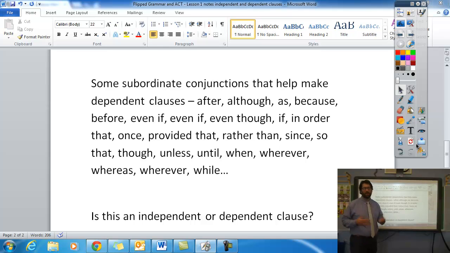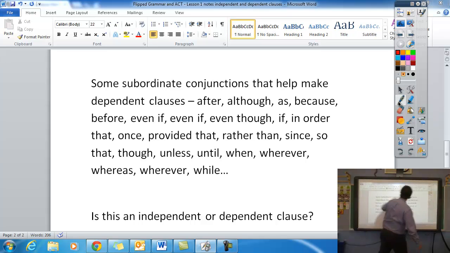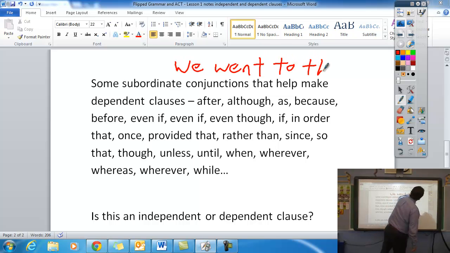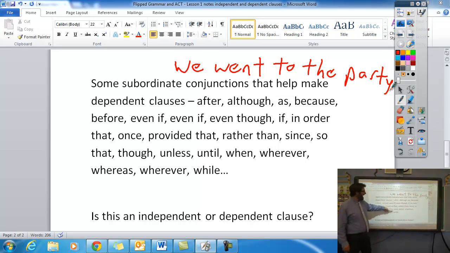We went to the party. That's my independent clause. We went to the party, right? And now, if I add any of these subordinating conjunctions, now we've got a dependent clause. We've got a clause that can't stand on its own. So after we went to the party. Well, what happened after we went to the party, right? Not a complete thought. Although we went to the party. Again, although we went to the party makes it a dependent clause, not a complete thought.